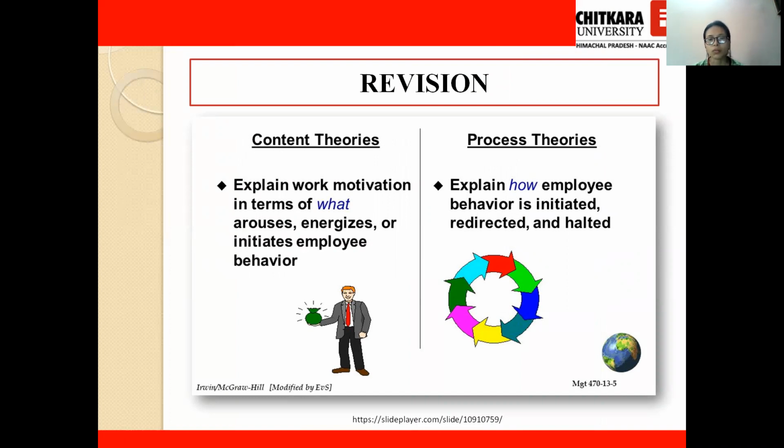Content theories explain work motivation in terms of what arouses, energizes, or initiates employee behavior. That is, what is the factor that should motivate an individual. But in process theory, how to initiate a behavior within an individual is studied. In content theory, we have discussed the four main theories. In process theory, I have listed almost 9 types of process theory, but today in this discussion, we are going to discuss the four main types.